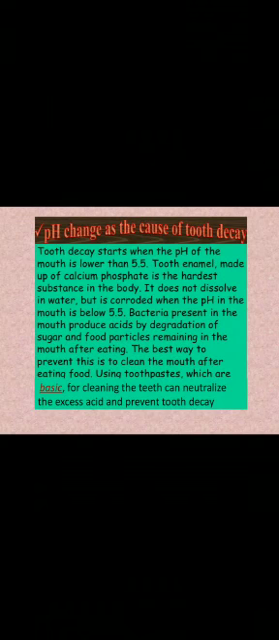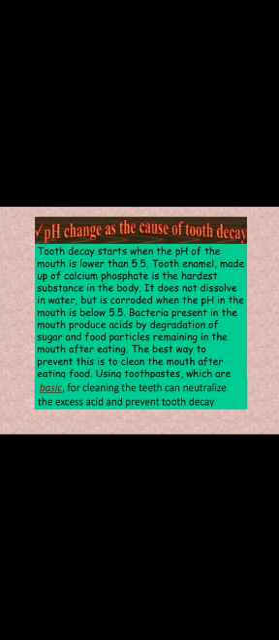pH change as the cause of tooth decay. Tooth decay starts when the pH of the mouth is lower than 5.5. Tooth enamel, made up of calcium phosphate, is the hardest substance in the body. It does not dissolve in water but is corroded when the pH in the mouth is below 5.5.